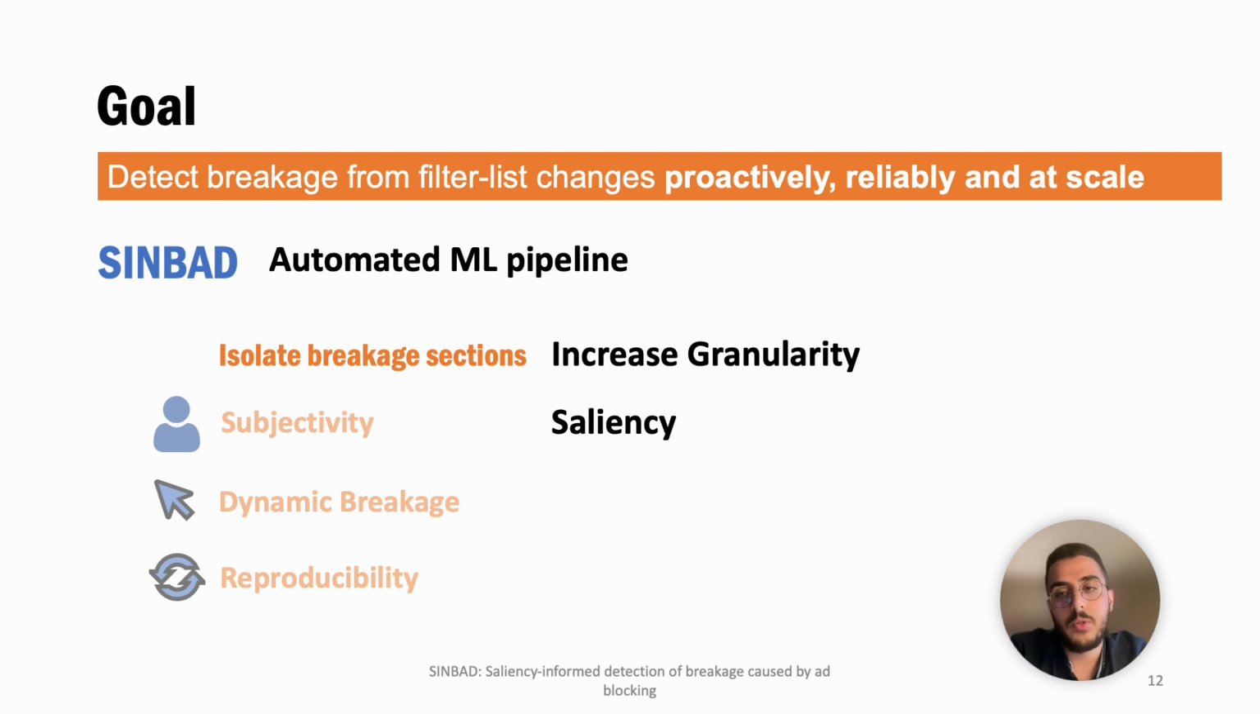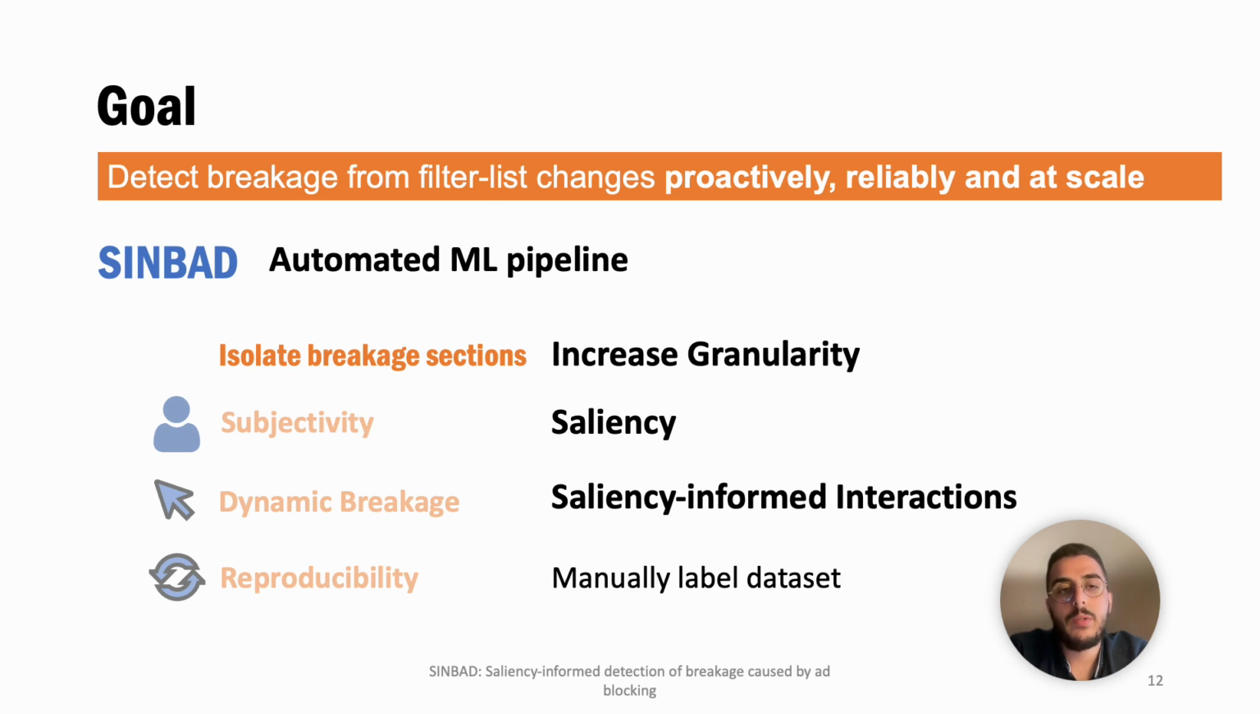We approximate subjectivity by introducing the concept of saliency, which attempts to model the interest areas of the user in the web page and where they are likely to interact. Next, we try to interact with these salient areas by performing a set of interactions. And lastly, we try to manually label the full data set to make sure that we have a sound ground truth.